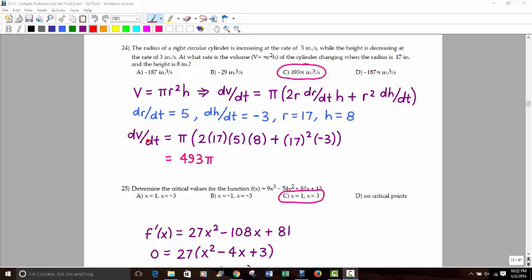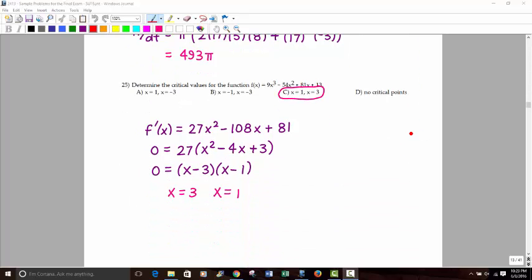So the left side is the unknown. So here's the 2 from up here, the r is 17, dr/dt is 5, h is 8, r is 17, -3 for dh/dt. Plug it all in there to get 493 times pi. Now keep in mind the answer did not have to have it as a reference of pi. It could have already multiplied the number by pi and then had that as the answer. But this one did not, so that's why I left it like that. So obviously this would have been over 1,500 cubic inches per second had they actually multiplied it by the value for pi.